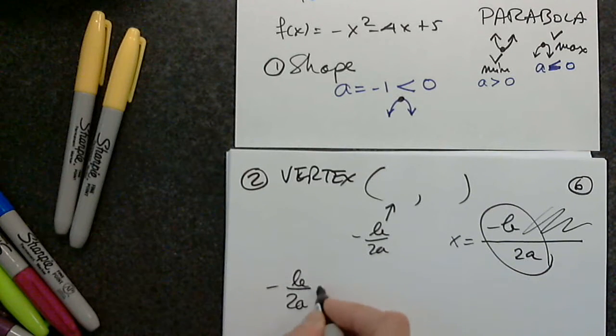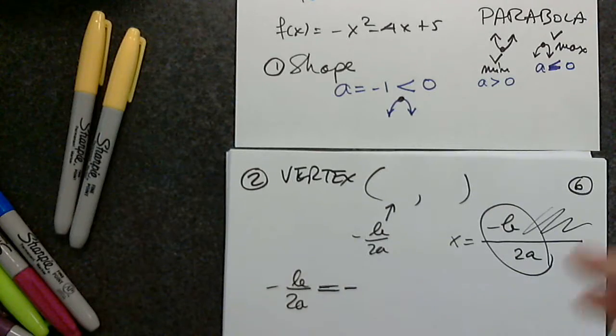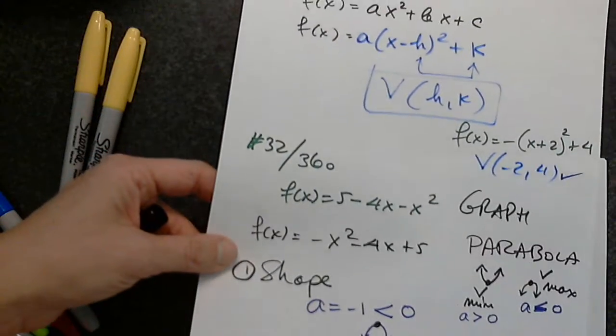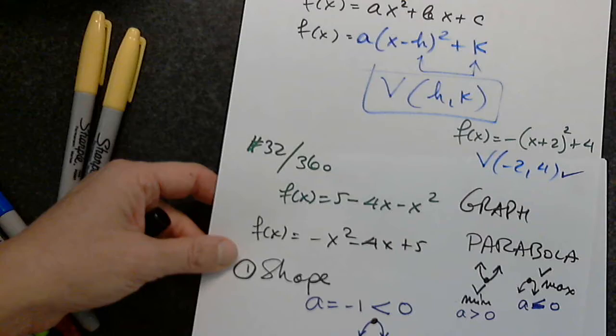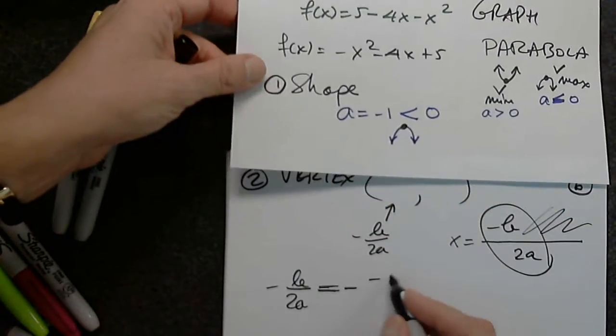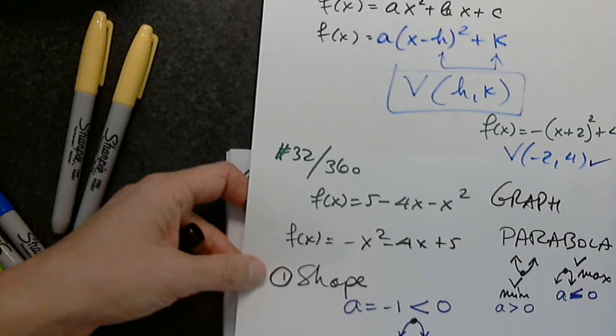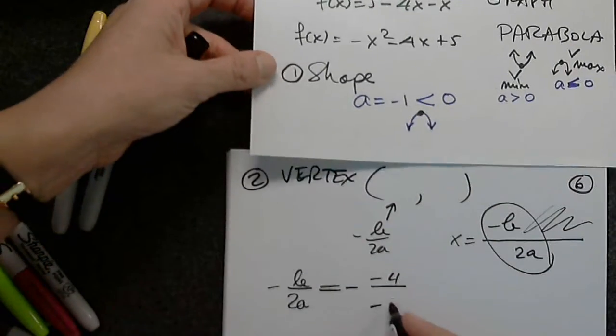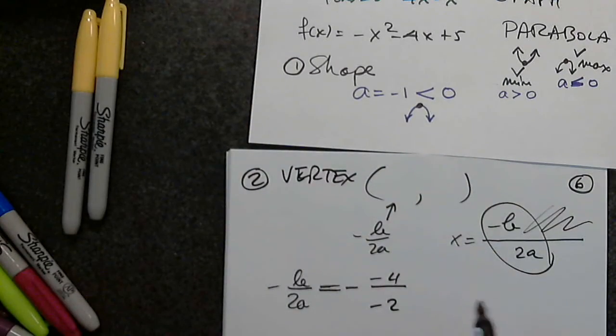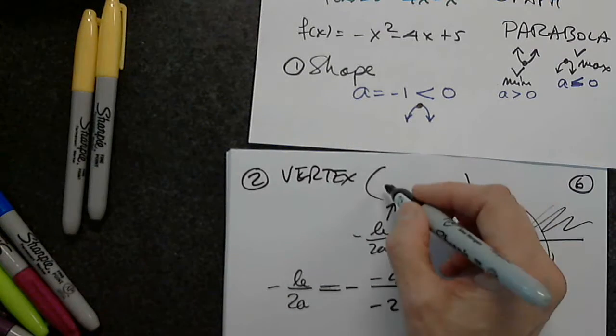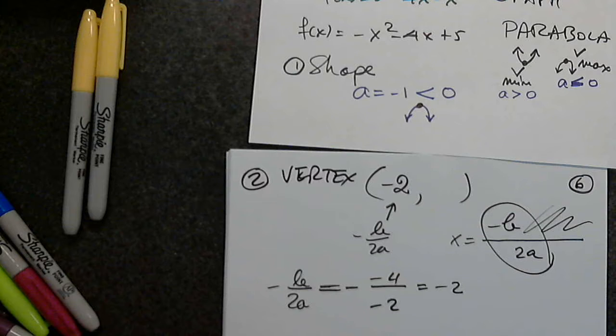So let's determine it now. Negative b over 2a. How much is b? Perfect. How much is 2 times a? Very good. I see 3 negatives. What is the answer? Perfect. So the x-coordinate is negative 2.